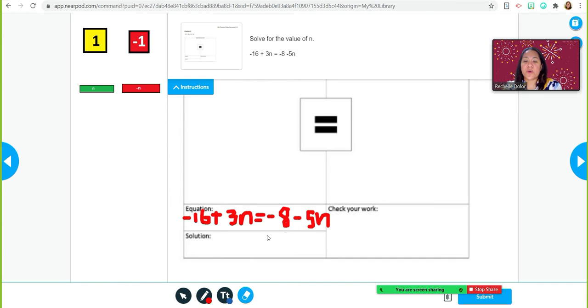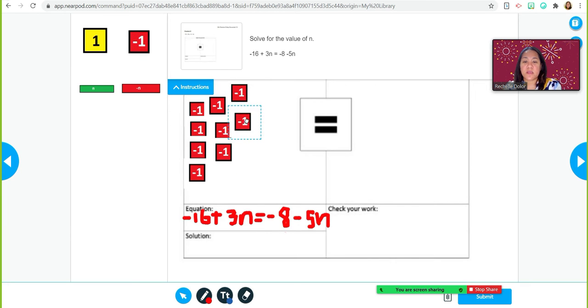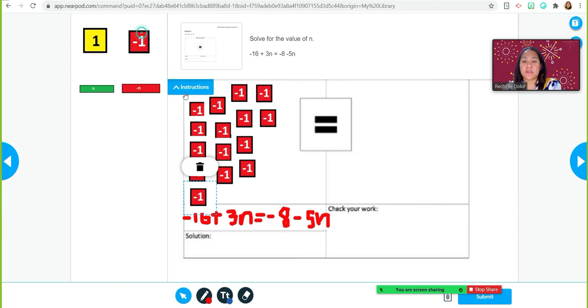Let's now represent all of these using tiles, which I think you really need to visualize, to represent each of the terms. Negative 16 is negative 1 for 16 times. So 1, 2, 3, 4, 5, 6, 7, 8, 9, 10, 11, 12, 13, 14, 15, 16. So 16 negative tiles is what the tiles show.